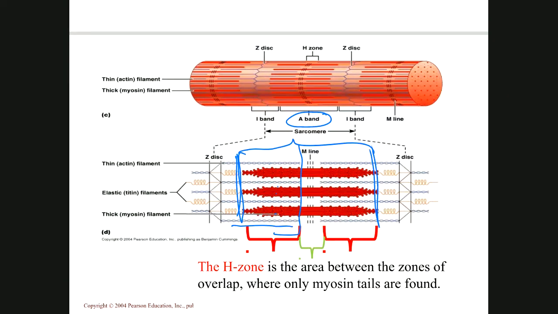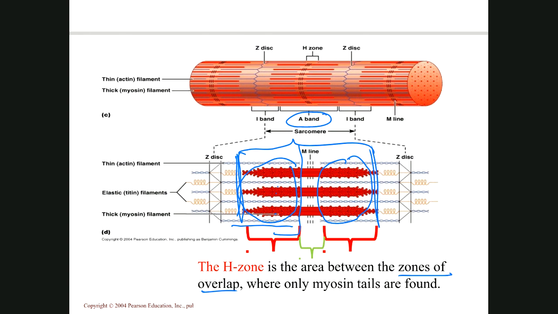This is called the zone of overlap. So these are zones of overlap. This is one zone of overlap right here, and here's another zone of overlap on the other side. Thin filament, thick filament, thin filament, thick filament, thin filament, thick filament, thin filament.